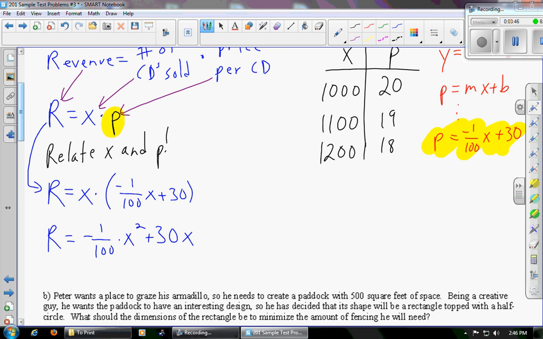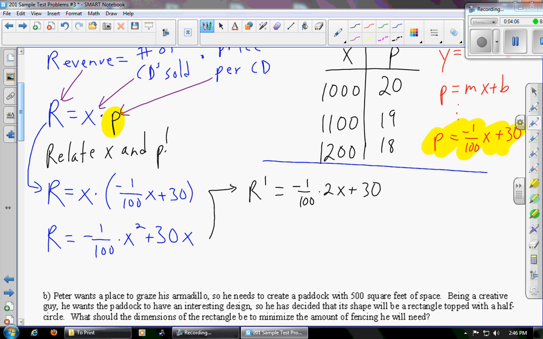And now we can do all kinds of calculus things to this. So we'll take a derivative first. R prime equals. Negative 1 over 100 is a constant multiple. It stays, and in fact, it gets multiplied by the 2x that's going to come through. So it's negative 1 over 100 times 2x plus the derivative of 30x, which is 30. We're going to want to take this and set it equal to 0. Before we do, let's clean it up a little bit. So the 2 and the 100 cancel and make negative 1/50 x plus 30.